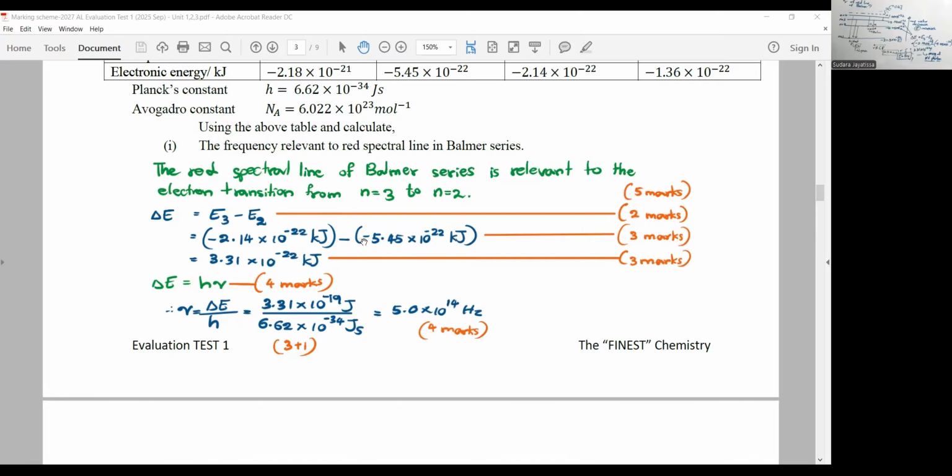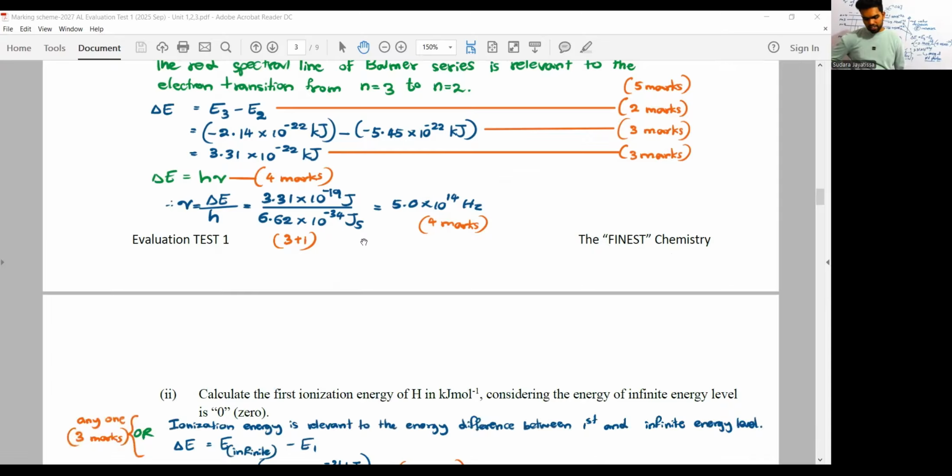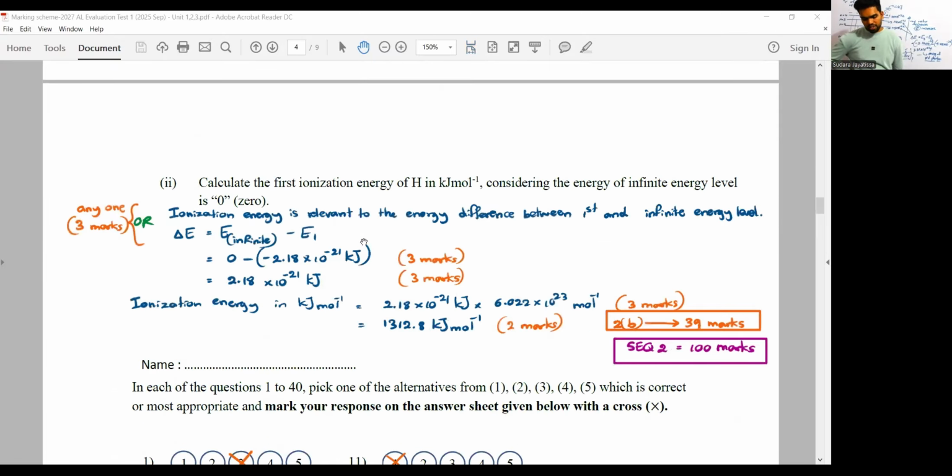That's the way. I hope it is clear. Right, then go to the next part. There's a part 2 of this question. It is asking to calculate the first ionization energy of hydrogen.